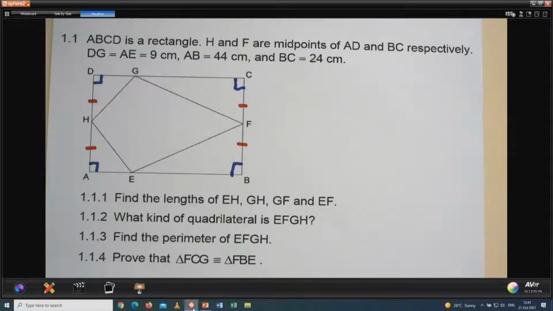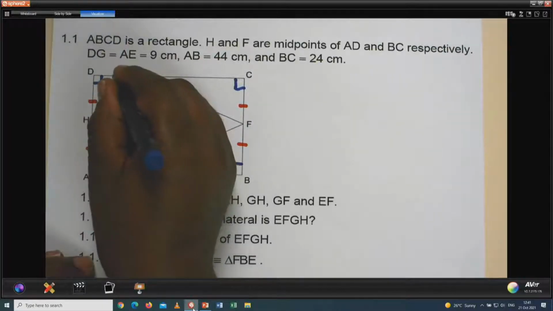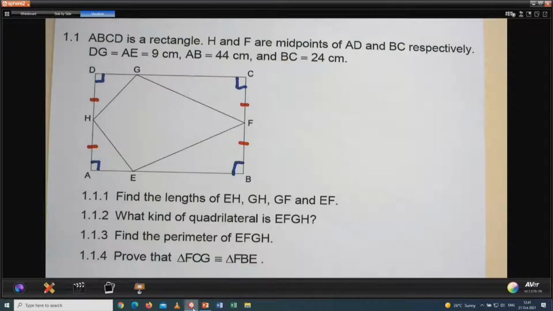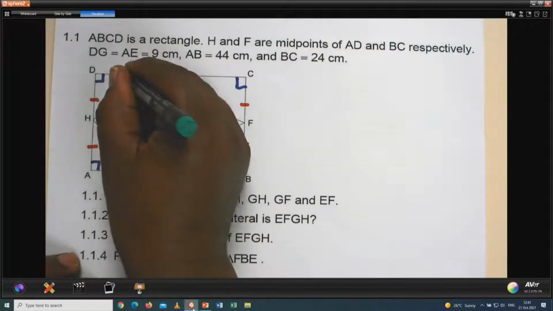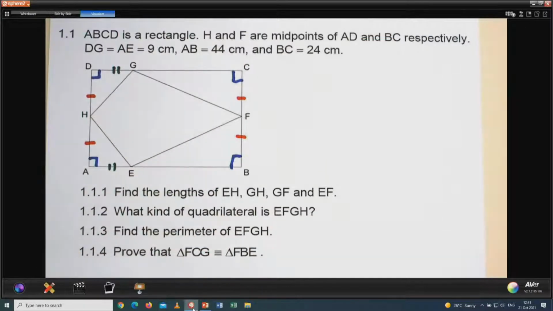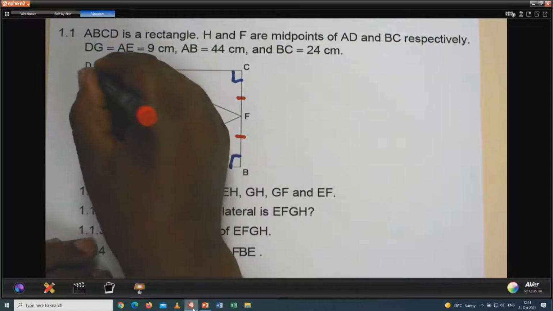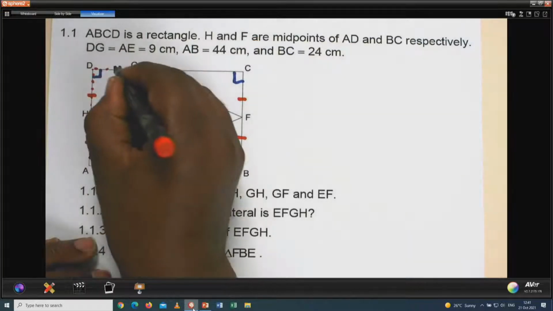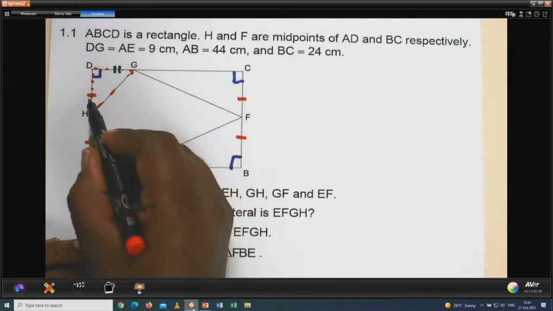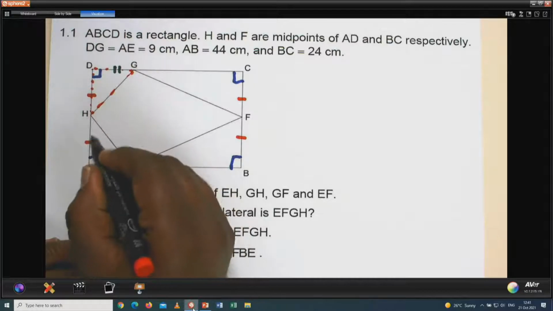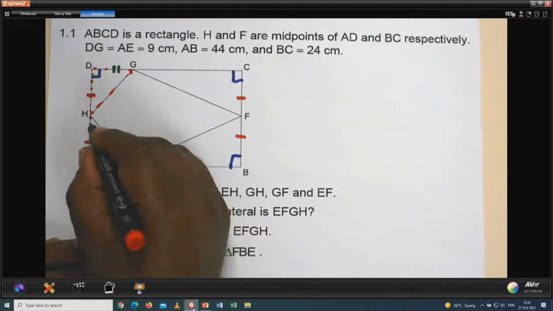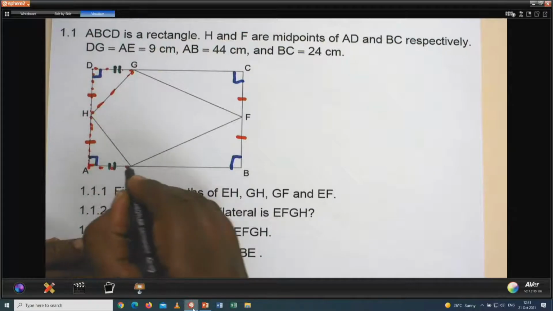Right. Now they say DG is equal to AE. You must mark. DG equals AE. Yes, already these two triangles are congruent. Already you can see they are congruent, because now you know what is congruency. Side, angle, side. Already you know they are equal in all respects.